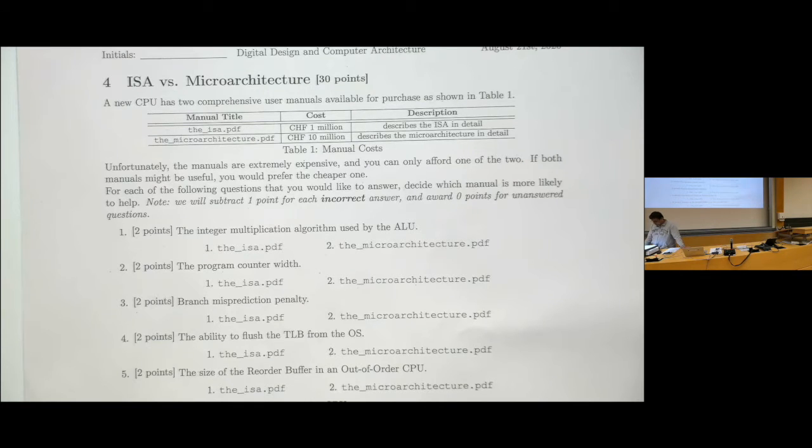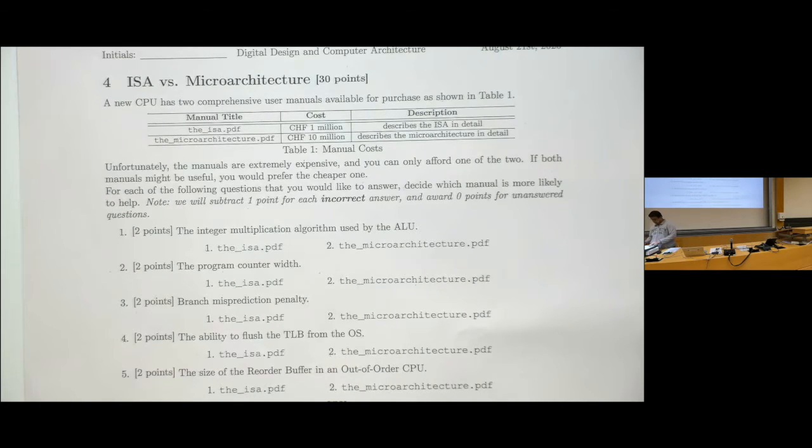The ISA manual costs 1 million francs, and it gives the ISA in detail. And the microarchitecture manual gives details on the microarchitecture, and it costs 10 million francs. So unfortunately, the manuals are extremely expensive, and you can only afford one of the two. If both manuals might be useful, you would prefer the cheaper one. So for each of the following questions you would like to answer, decide which manual is more likely to help. If there is an incorrect answer, we'll subtract 1 point, and if there is no answer for some of the questions, we'll award 0 points.